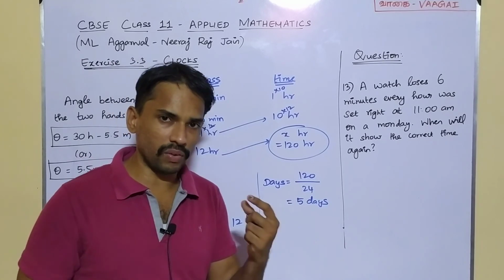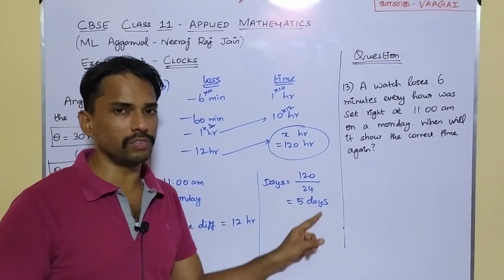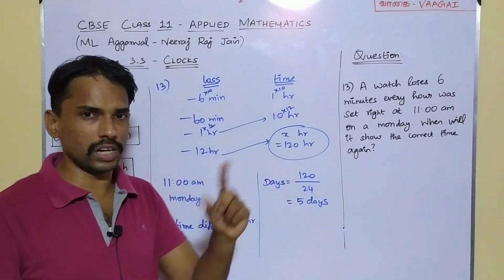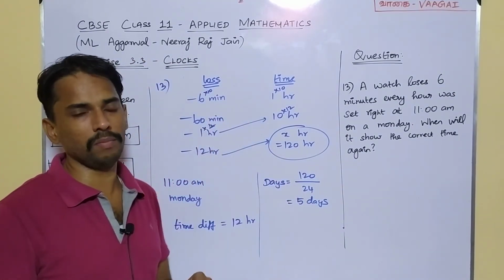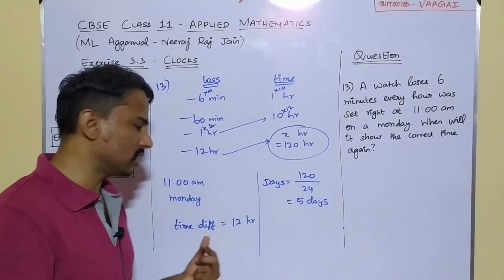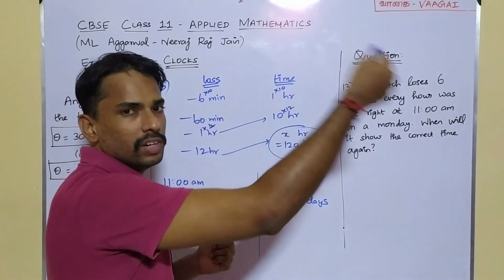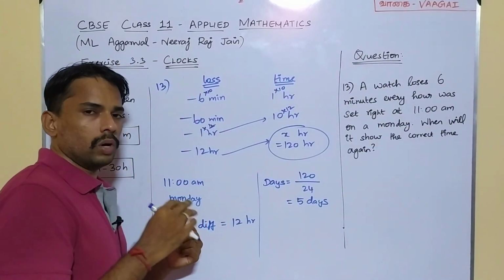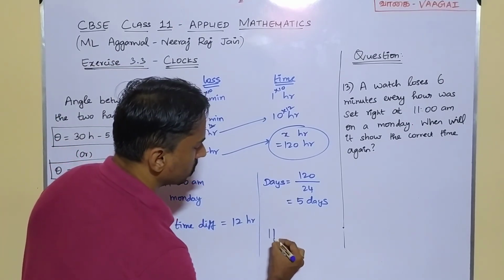Okay, exactly 5 days, but the same time. Why? Because 120 by 24 is perfectly divisible. So that means the time will not change. It will be the same only. Okay, 11 a.m. will also be 11 a.m. But after how many days? After 5 days. So just calculate. We are on Monday now. So we have to go 120 hours to the future. 120 hours to the future means it will be the same 11 a.m.